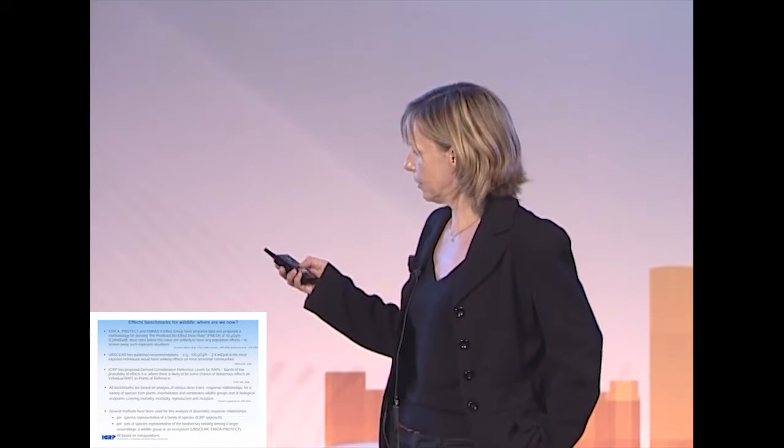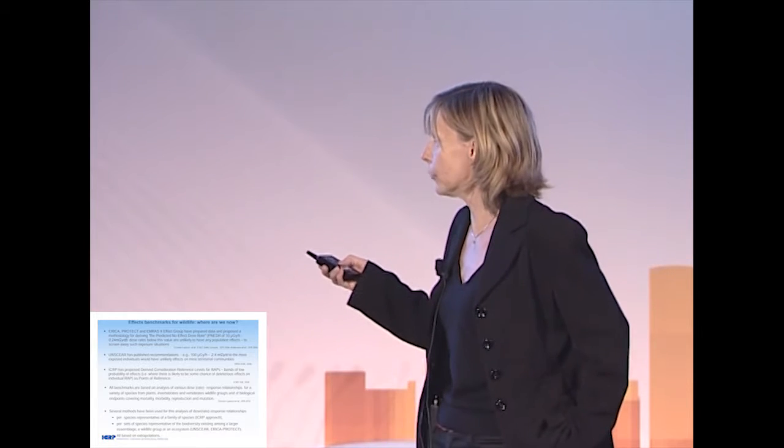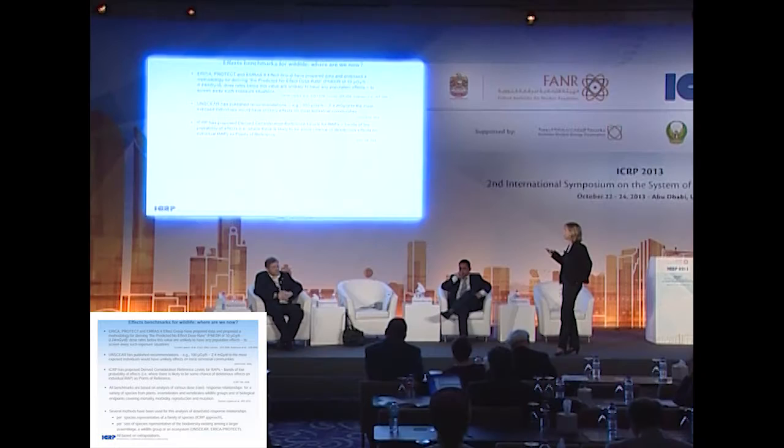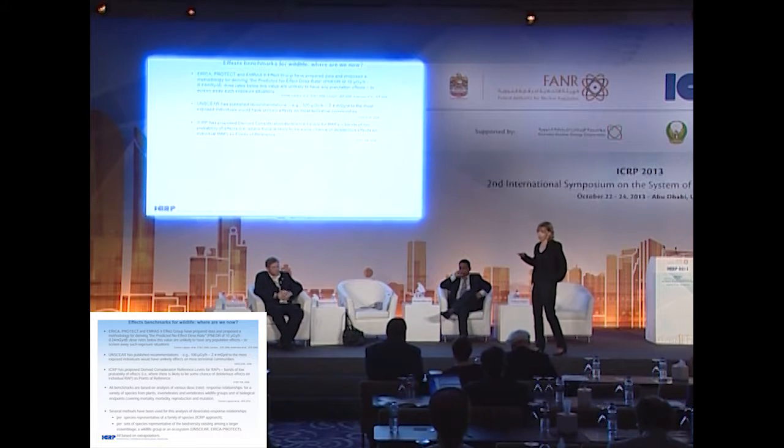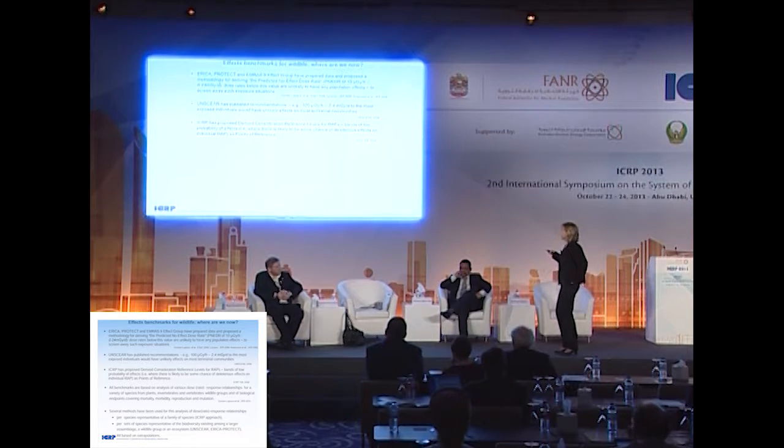On its side, UNSCEAR has also published recommendations, such as, for instance, the 100 microgray per hour to the most exposed individuals that would have unlikely effects on most terrestrial communities, and based on literature review, actually they released a number of such recommendations for different wildlife groups. ICRP has proposed, as explained by David, DCRLs for RAPs. These are bands of low probability of effects to be used as points of reference.